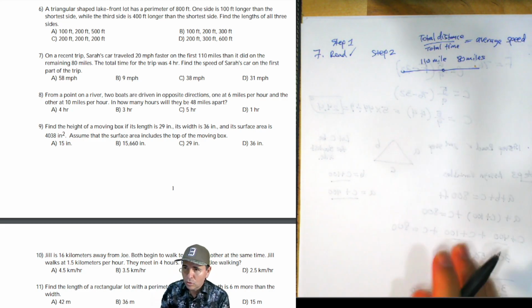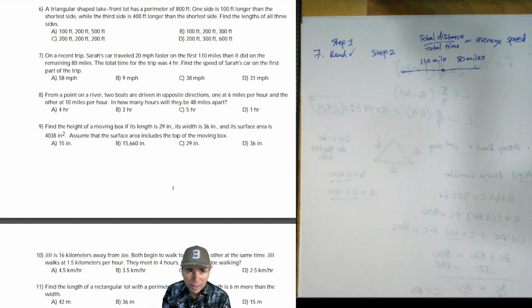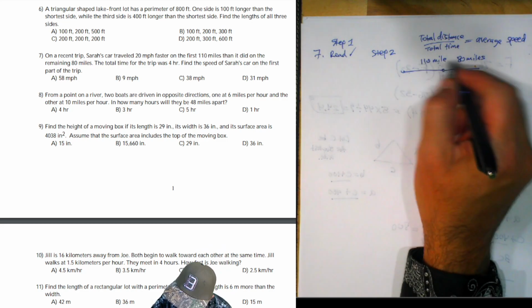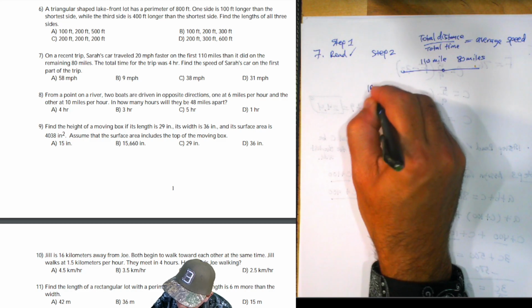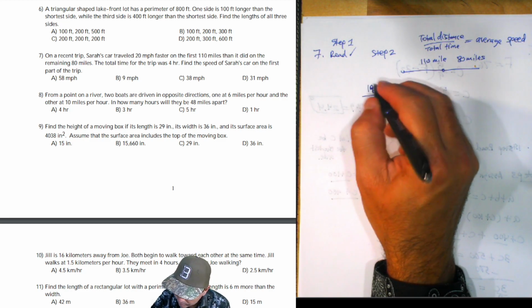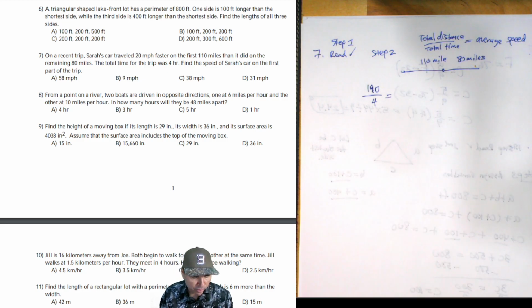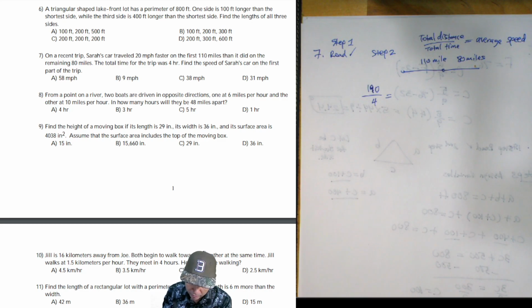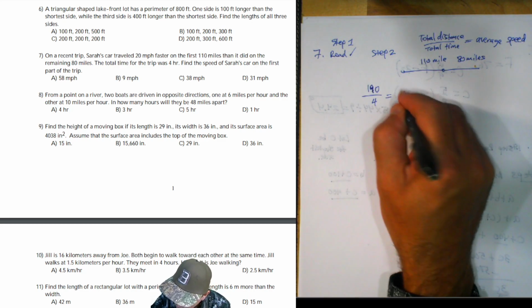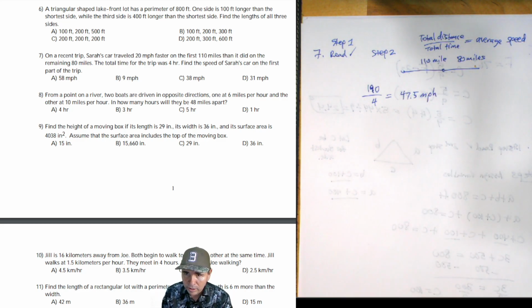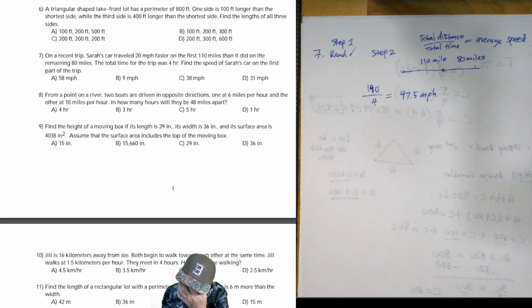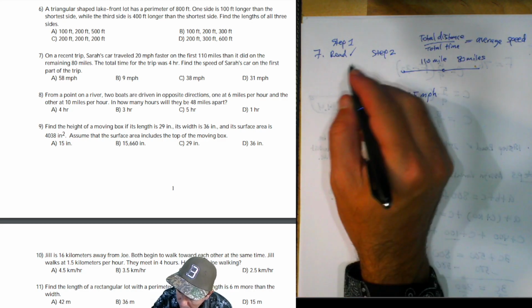So if I just take the total distance and divide it by the total time, I should get the average speed. So what was the total distance? Well, 110 plus 80, wouldn't that be 190? And if I divide by the total time, 4, you should get your average speed. So take out your handy dandy calculator, clear it. 190 divided by 4 is equal to 47.5 miles per hour. But that's not the question they were asking, was it? It really wasn't.